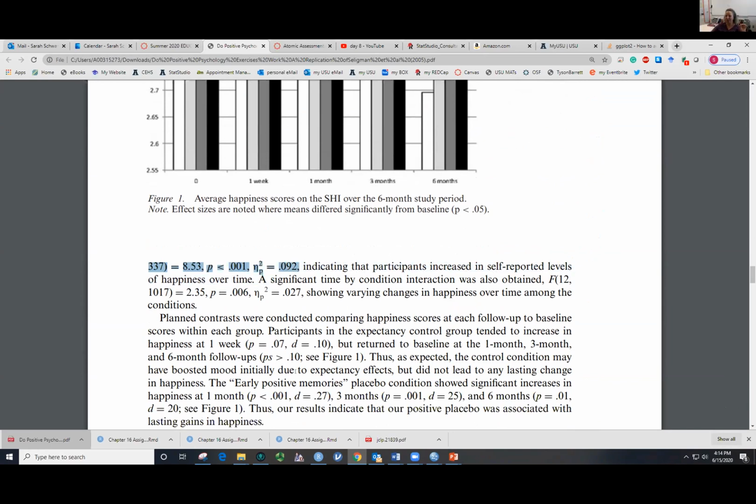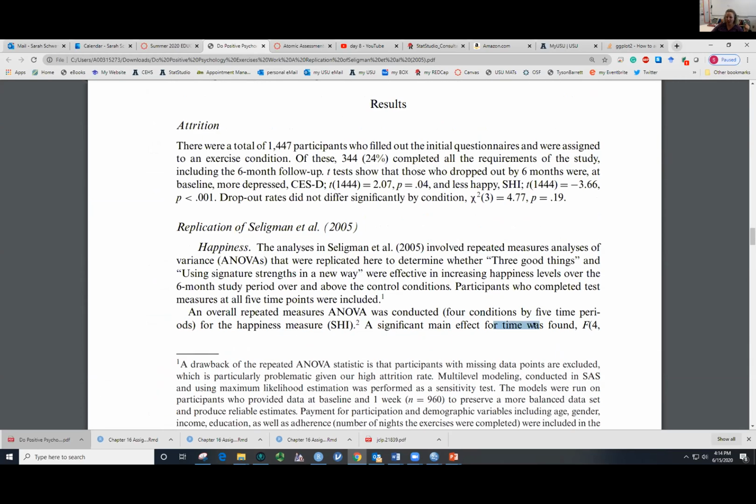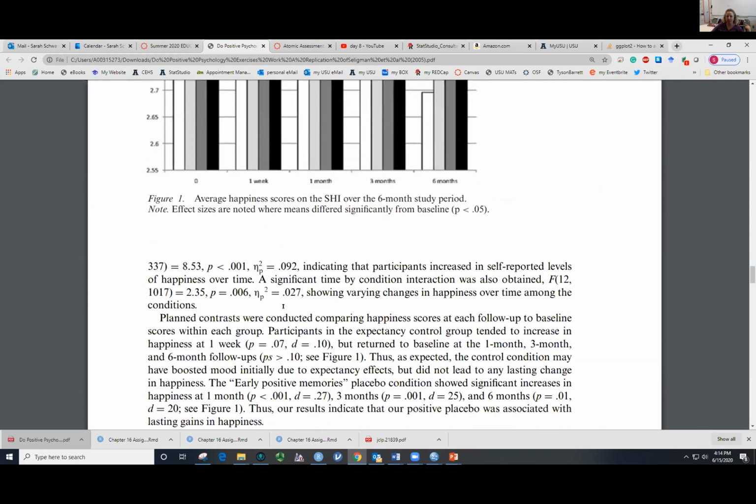A partial eta squared. And what does this partial eta squared tell us? It was a medium effect size. That's a pretty moderate effect size for, what is this for? This is for time. There was change over time, a moderate effect size. So they say the main effect for time, and then they say what it means, indicating that participants increase. Notice when it's an effect, they don't just say change, they say which direction. They increase in self-reported levels of happiness over time. This is well done.